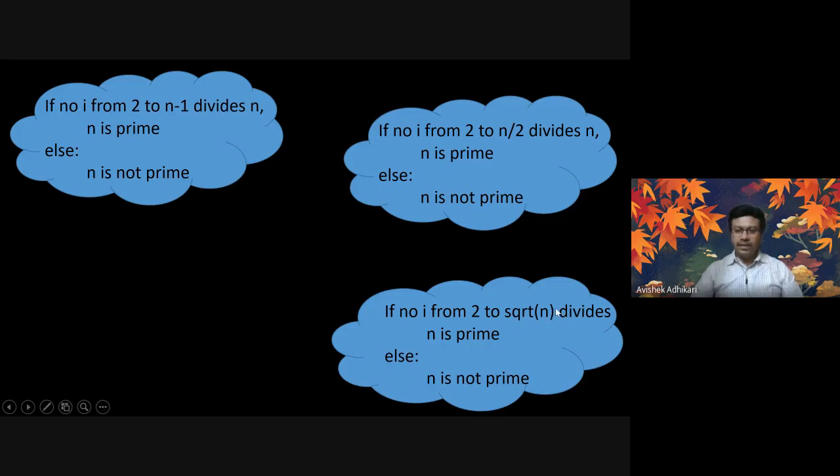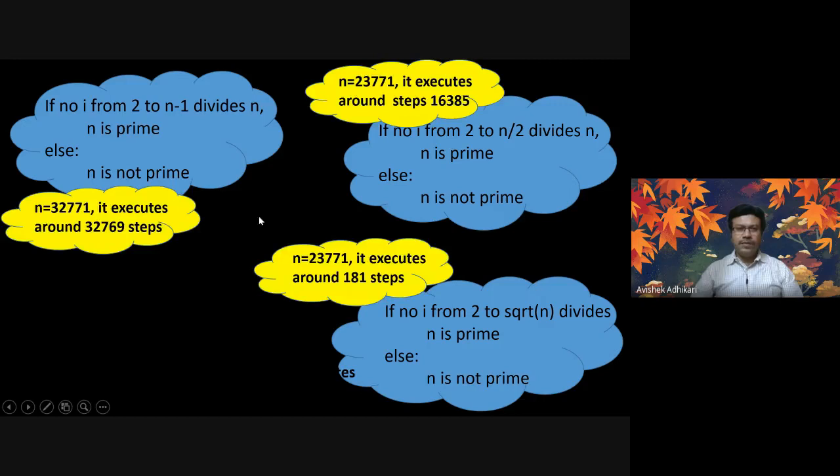And the same thing. Okay, but if you look at a specific number, for example 32771, which is a prime number, then this step, whether i divides n or not, will be executed around 32769 steps, whereas this step will be done around 16385 steps, whereas this will be done only 181 steps. Okay, since this is the square root of n. So if you take the square root, it will be around this many steps that will be executed.